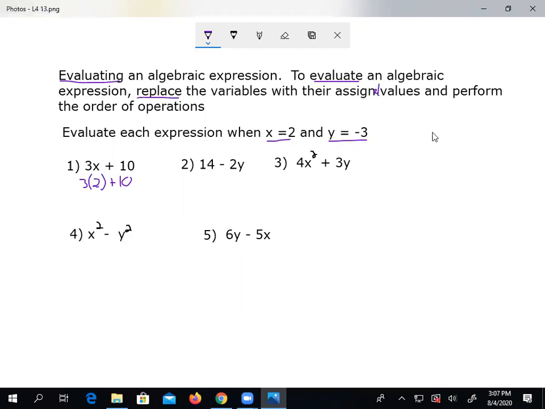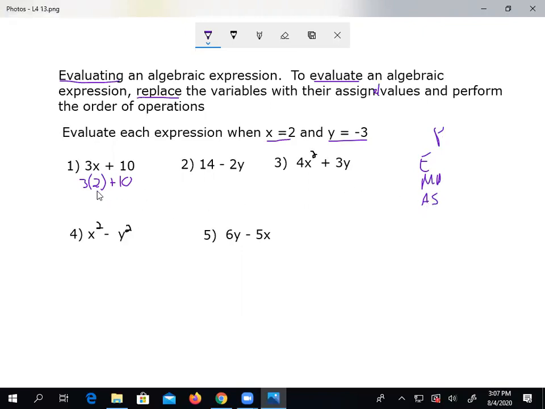So my order of operations again was please excuse my dear Aunt Sally. So parentheses, exponents, multiplication, division, adding, subtracting.